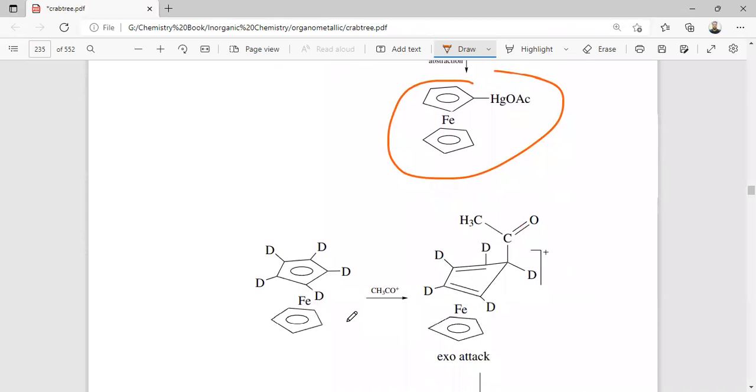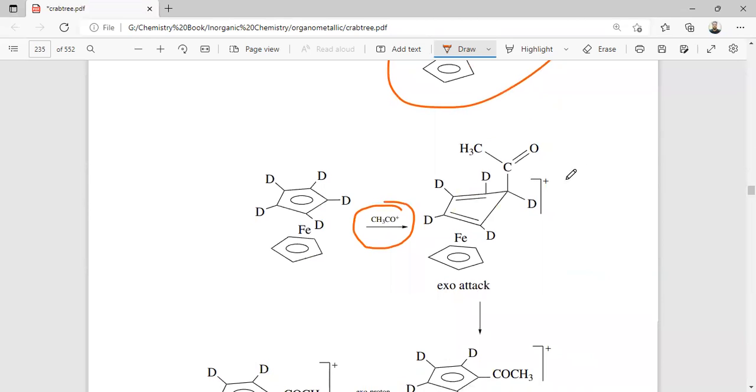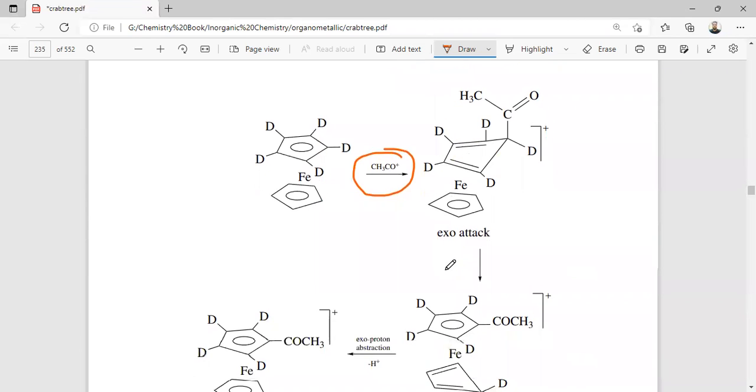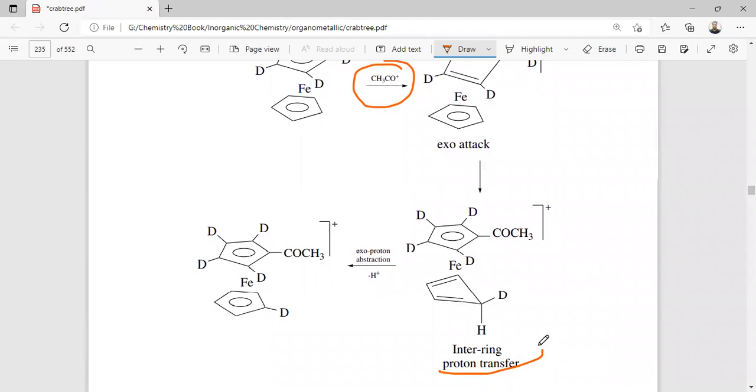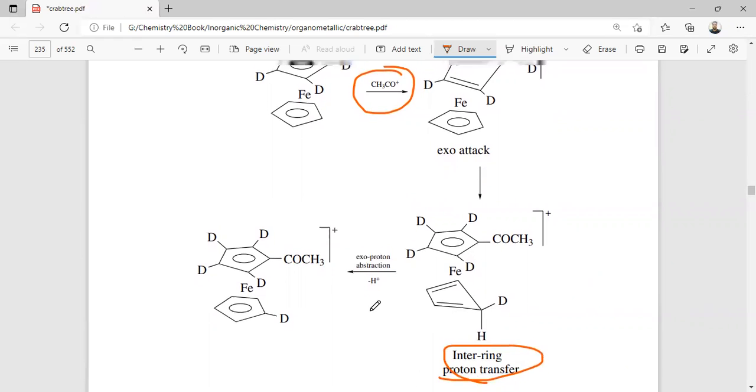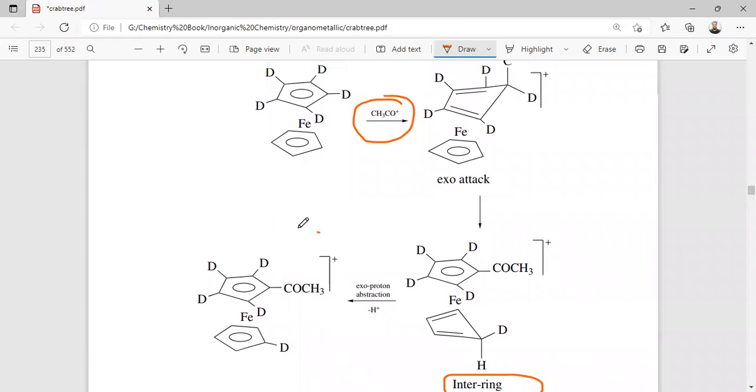Next is the case for acetyl. It is a hard electrophile, so it will attack the ligand directly from the exo face. Next, upon deprotonation, an inter-ring proton transfer occurs. So exo proton abstraction forms this final product.